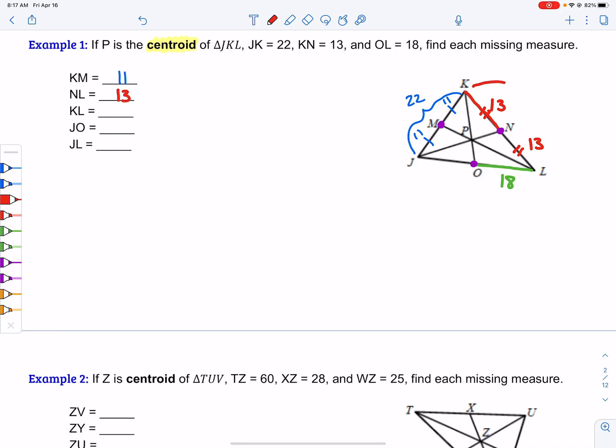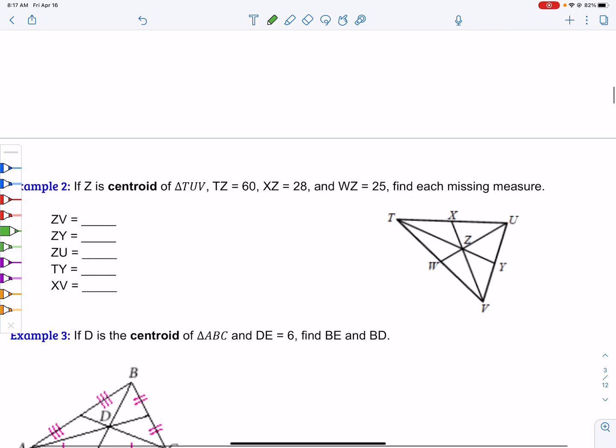And then they asked us to find KL, which is the total side. So we would say 13 plus 13 would give us 26 for KL. And then for JO, we know that JO would equal OL, and they would both be 18. And then JL would be 18 plus 18, so the total would be 36. All right, so let's look at another one.